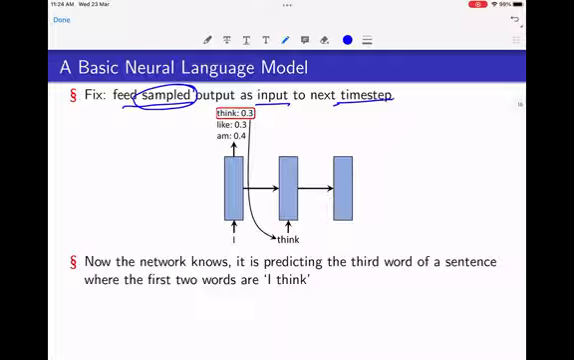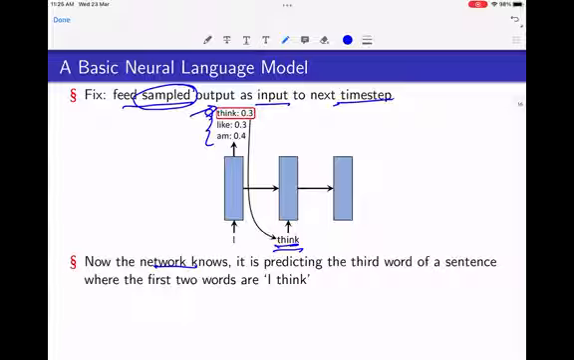So the network previously knew the first output probability distribution, but it did not know what had been sampled. Ultimately, for any practical system, if you just give the probability distribution as output, it will not work. You have to give one single word, and that's why you need to sample. And that sampled word, "think", you are giving here.